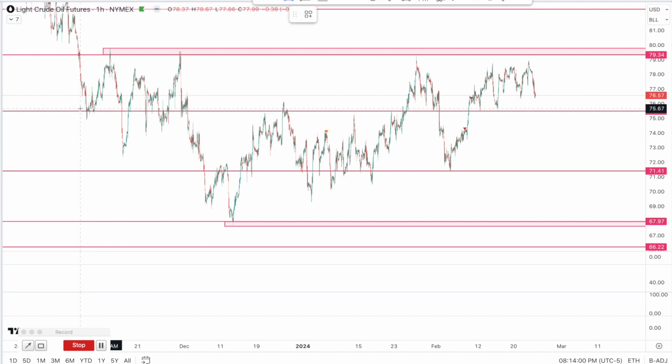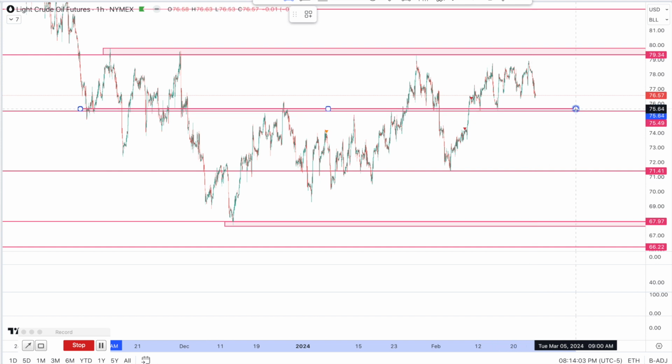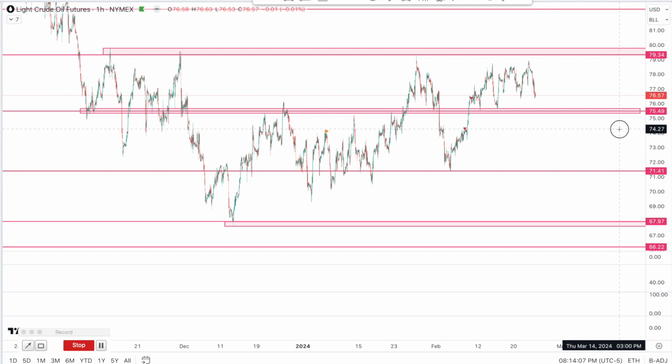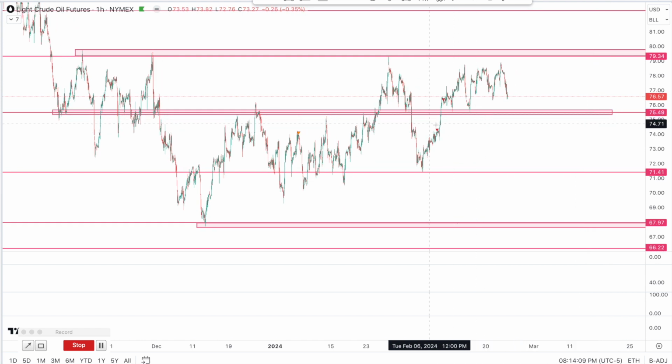So now look, this is subjective. This is not an exact science. But most recently, 2 times when price got into this zone, it actually found some support and it bounced.